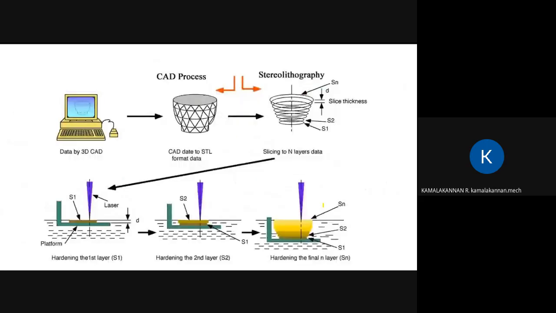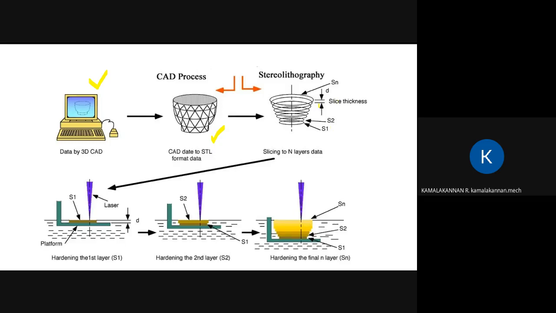Okay, this is how the SLA process will be. As in 3D printing, you have to make CAD data. Once you have CAD data, that data will be stored in STL format. The STL format will slice the model into as many layers as possible. So here you have to note it down. They mention S1, S2, up to SN. S1 means slice number 1, slice number 2, and up to N.